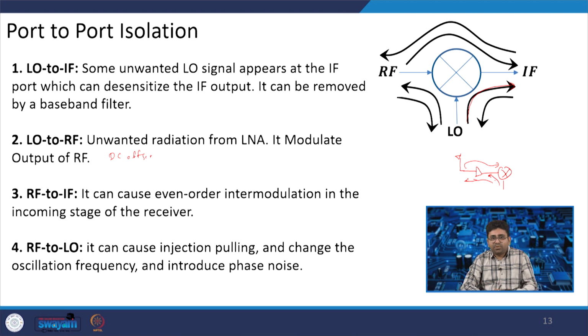The final one is RF to LO isolation. It can cause injection pulling. We already saw, while discussing the transmitter, how injection pulling happens; it can change the oscillation frequency and also add more phase noise. So, that also needs to be isolated. So, RF to LO isolation, LO to IF, and RF to IF all need to be filtered out. So, there should be high isolation in the mixer.